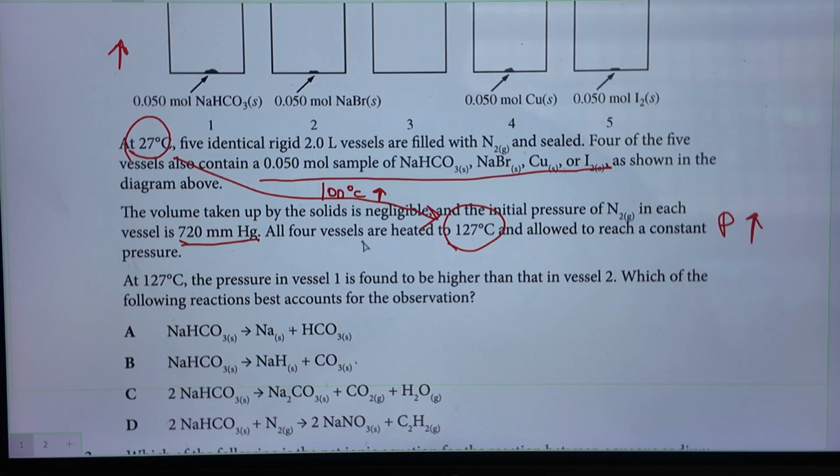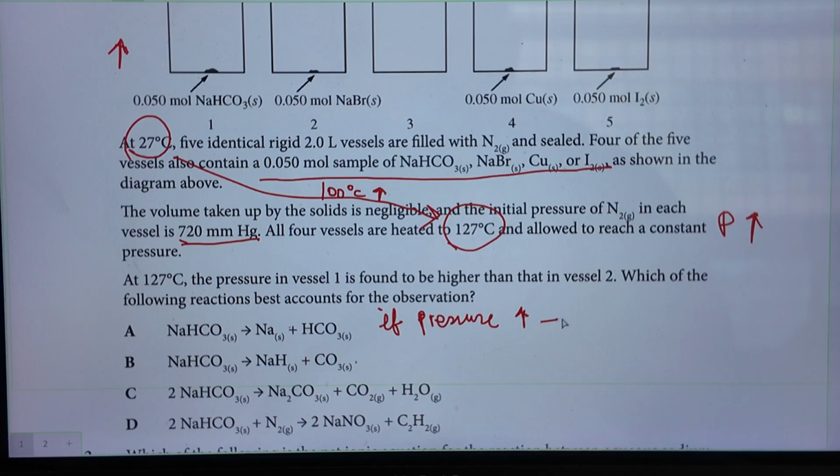So now, if the pressure went up, then that means that there's more particles, right? So let me write that down. If pressure increases, that means there are more particles. So we got to find an answer that gives us more particles.